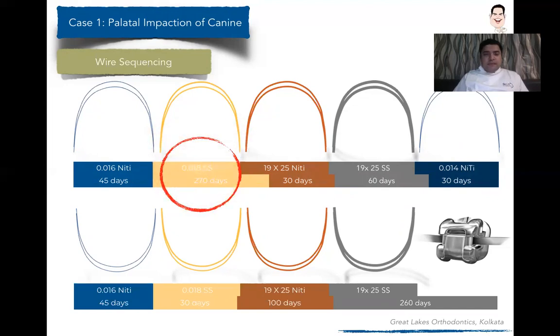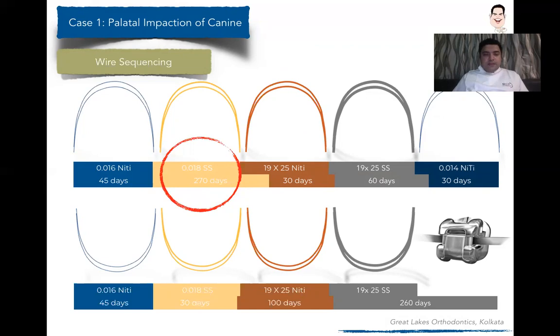We need to understand that this is the working arch wire, because that's exactly the wire in which we are planning to bring down the canine. We can also bring it down in a rigid stainless steel rectangular wire, 1725. But here we used a premium 0.018 SS wire.